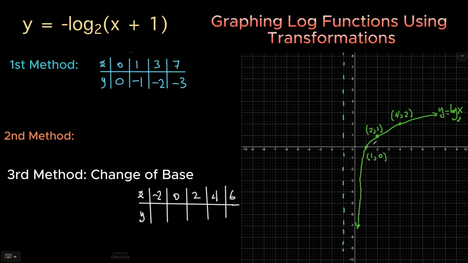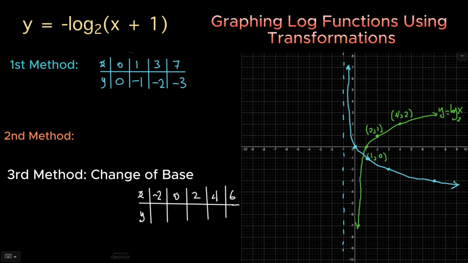Let's plot these points: 0 and 0, 1 and negative 1, right here, 3 and negative 2, right here, and 7 and negative 3, right here. And my graph is going to look more like this. So that's how the graph looks.